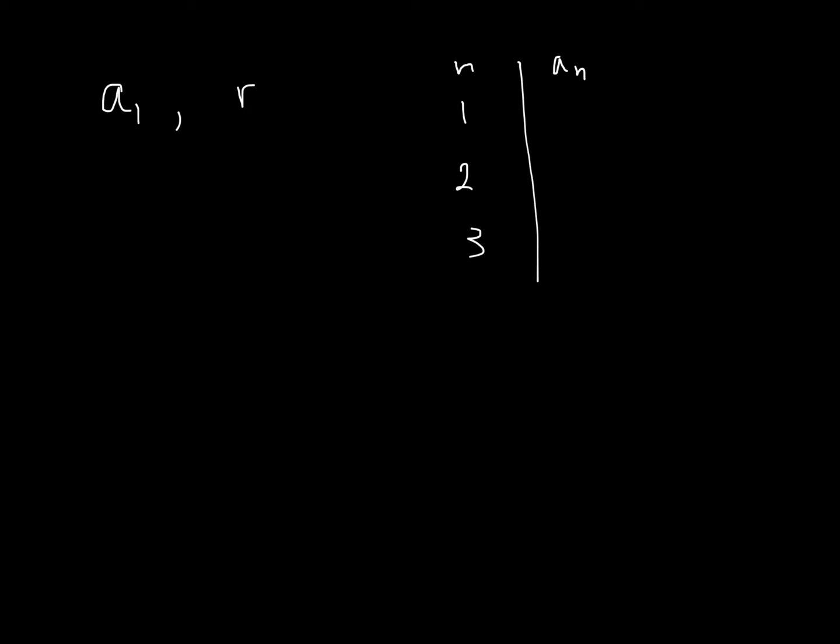All right, so for the first term, it's just going to be a sub 1 times r to the 0, which is just 1. And then I have a sub 1 times r, and then a sub 1 times r squared. And so any term in my geometric sequence, a sub n, can be found by taking a sub 1 and multiplying it by r to the n minus 1 power. This is for n greater than or equal to 1. Okay? And now the series is just adding up all the terms.